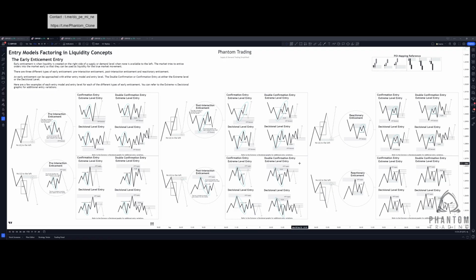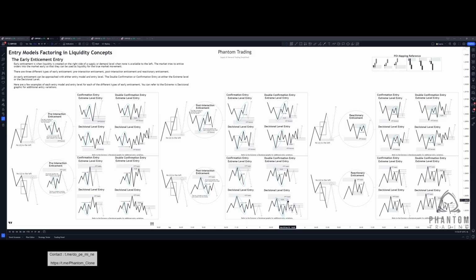Now let's move on to double confirmation entry, entering at the extreme. What we can see is we have our structural liquidity of our early enticement. Price sweeps that, and then we trade into the first level of respect. Once this first level of respect is interacted with, we see the last point of demand fail, which creates our new tradable supply level. We can look to trade short once price taps into this level of supply. And then finally, the decisional level entry of a double confirmation entry. We have our early enticement. Early enticement is swept. We trade into the first level of respect, which is the extreme here.